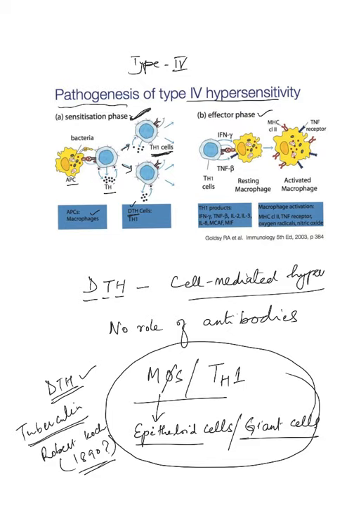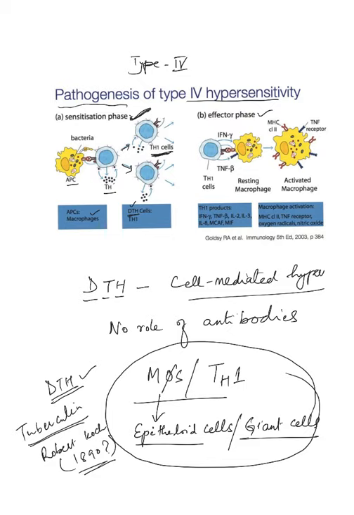So once the antigen enters the body, the T helper cells pick up that antigen. They recognize that antigen in association with the MHC, and then they become sensitized. In a way, now the T helper 1 cells are sensitized. This takes around maybe 2 weeks for the sensitization phase to happen. Now the animal is said to be sensitized.